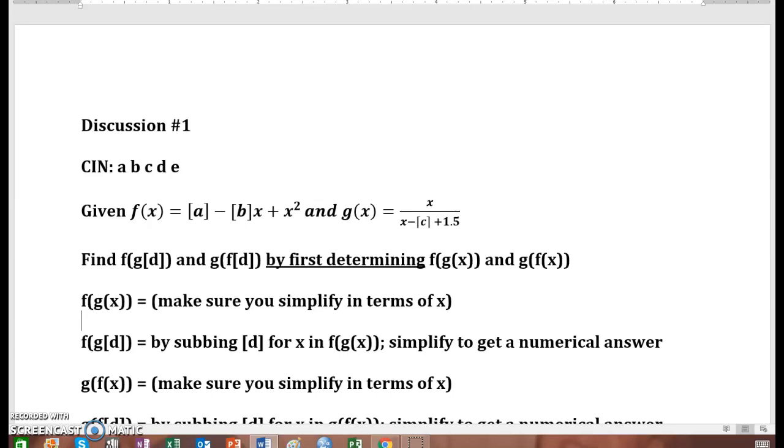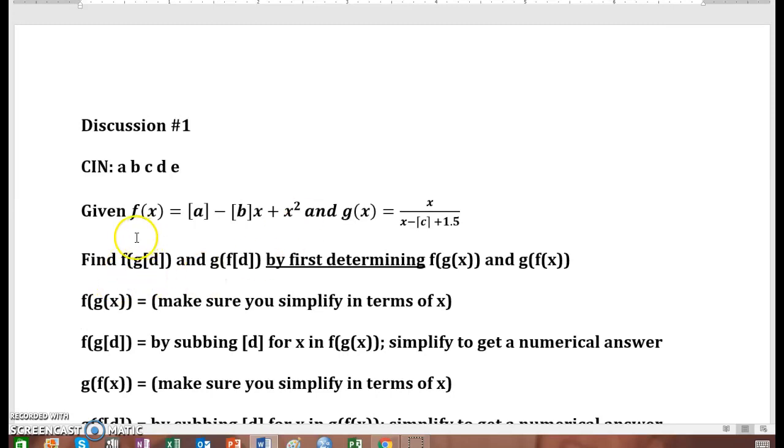Your first discussion post is actually one that goes back to algebra, and we talk about composition of functions. As I described in the intro video, each of you will be given a calculus identification number. It's a 5-digit number. I annotate it here as A, B, C, D, and E, because the numbers associated with your calculus identification number are integral in what you do mathematically in the discussion post.